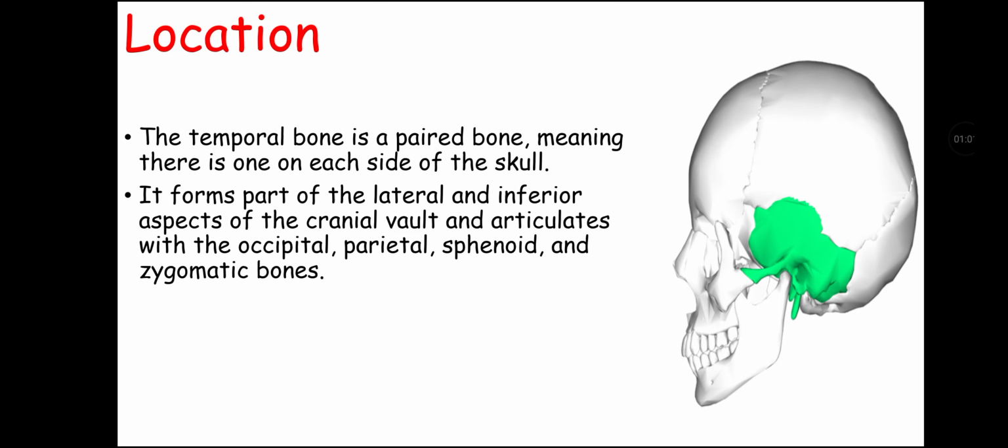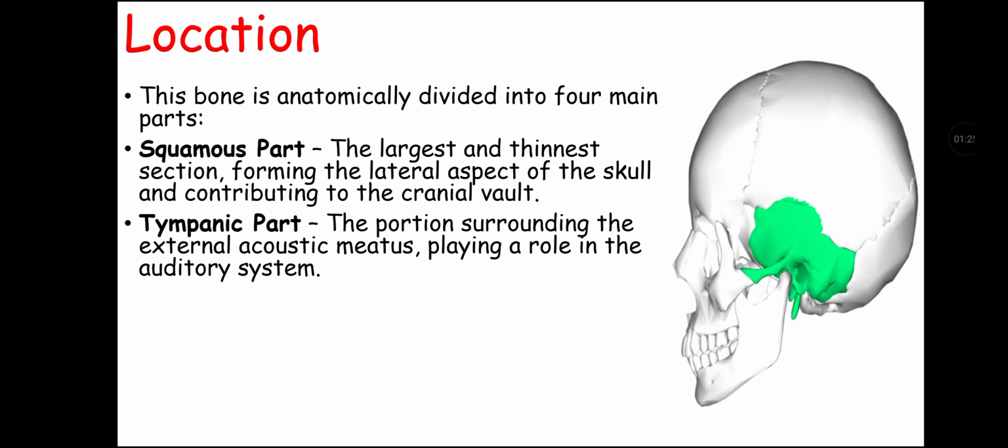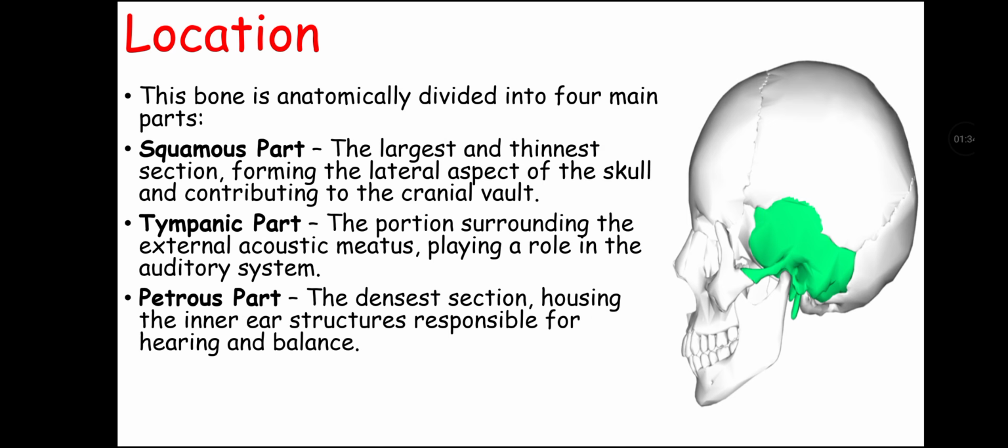Further talking about its location, this bone is anatomically divided into four main parts, and these parts of bone include squamous part, that is the largest and thinnest section, forming the lateral aspect of skull and contributing to the cranial vault. The second part is tympanic part, that is the portion surrounding the external acoustic meatus, playing a role in the auditory system. The third part of it is petrous part, that is the densest section of the temporal bone, and it houses the inner ear structure responsible for hearing and balance.